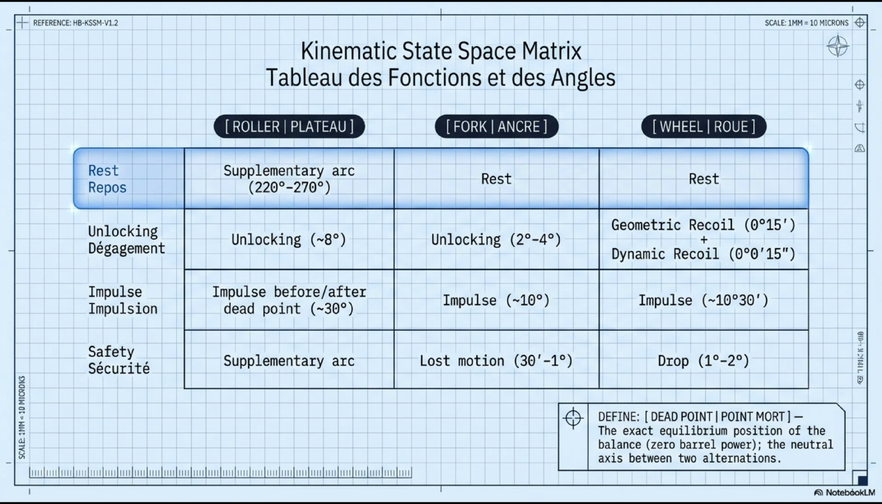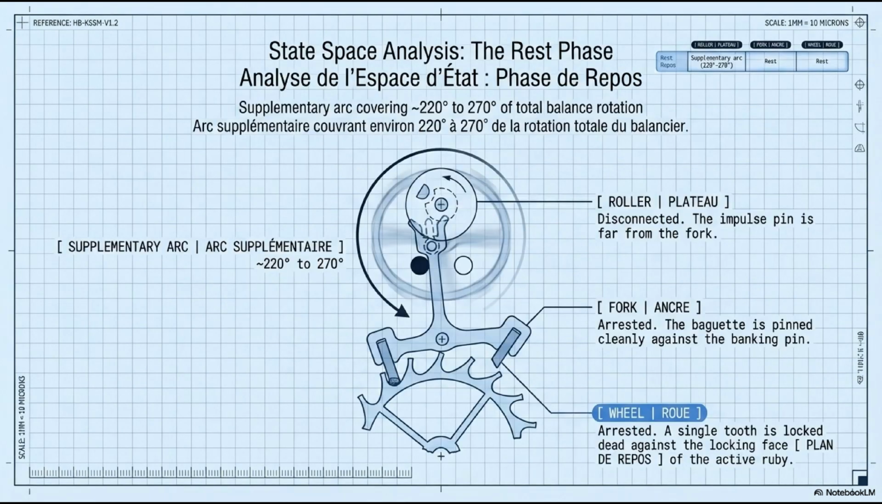At the bottom, the definition of the dead point, mort. This is the exact angular equilibrium position of the balance where it passes through zero velocity, the neutral axis between two alternations. The impulse is split symmetrically about this point, 15 degrees before, 15 degrees after. That symmetric split is the defining kinematic hallmark of the Swiss lever. Know this matrix cold. Let's go deep on phase 1, the rest phase.